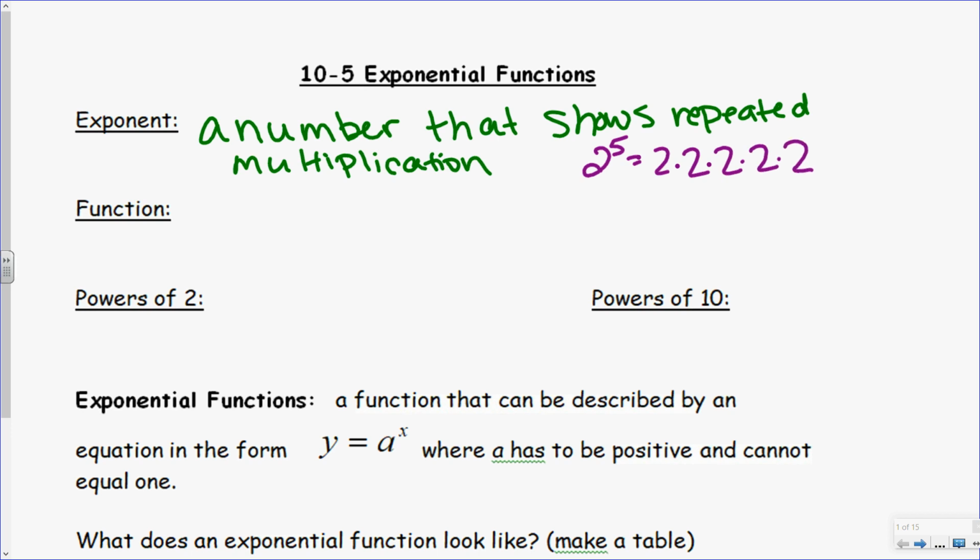And a function is a relationship that has one output for every input.